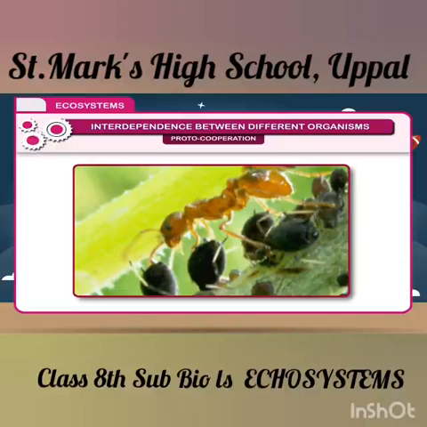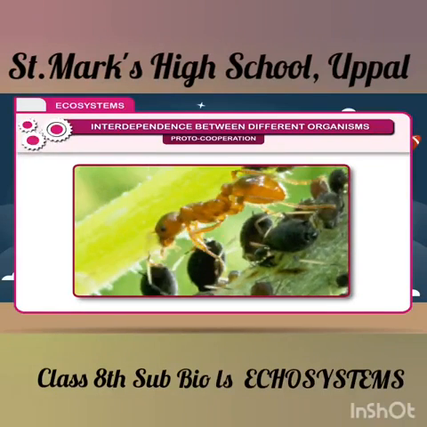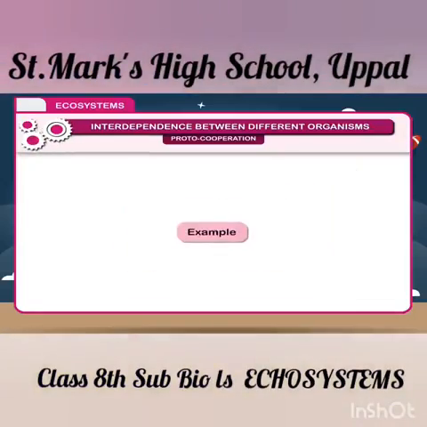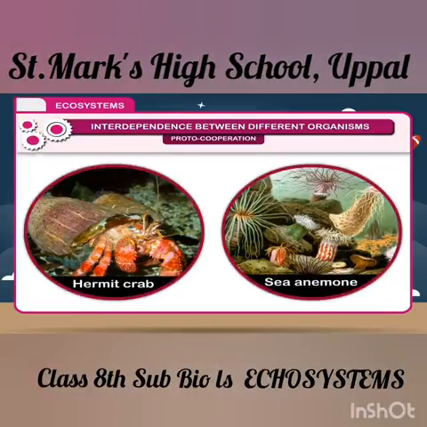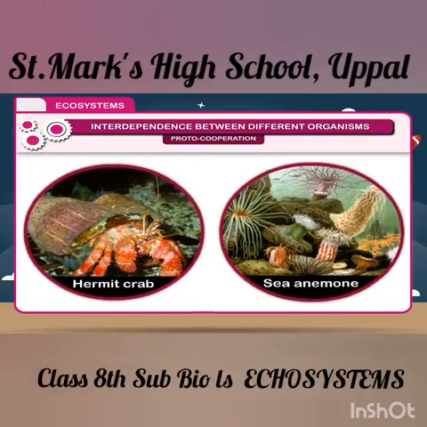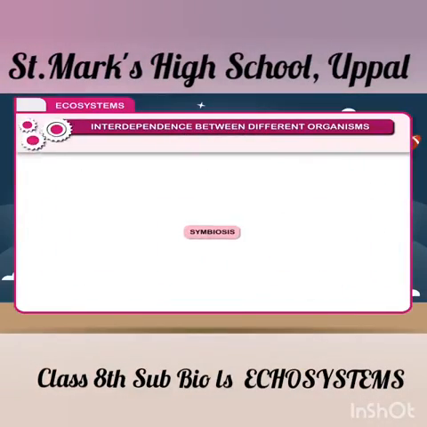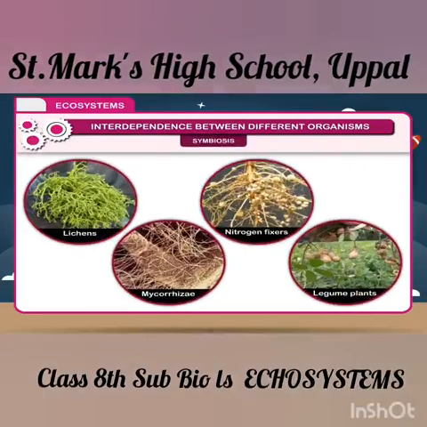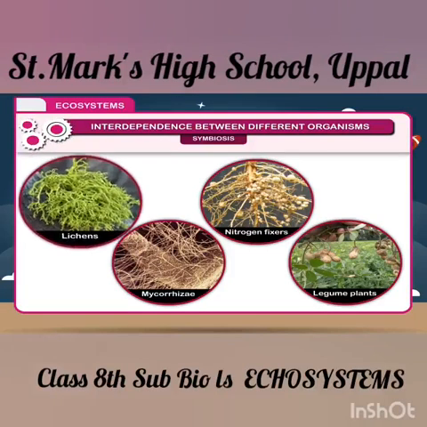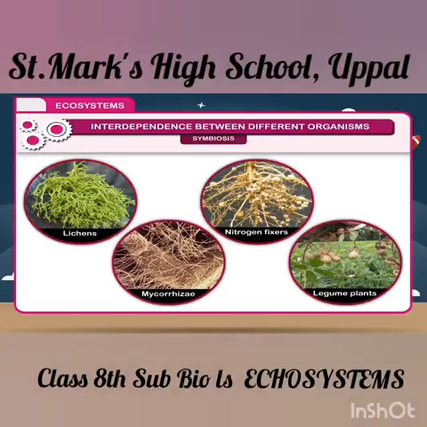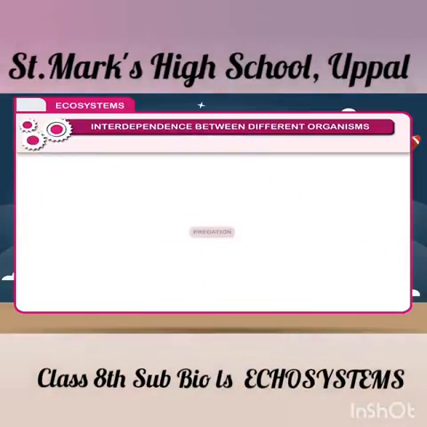Proto-cooperation. It is an interaction between two different species which is favorable but not obligatory to both. Examples: association of hermit crab and sea anemone. Symbiosis. It is an interaction between two species in which both are benefited. Examples: lichens, mycorrhizae, nitrogen fixers in legume plants.